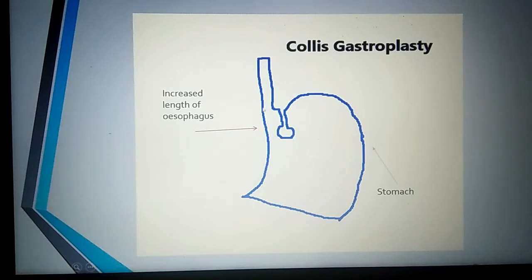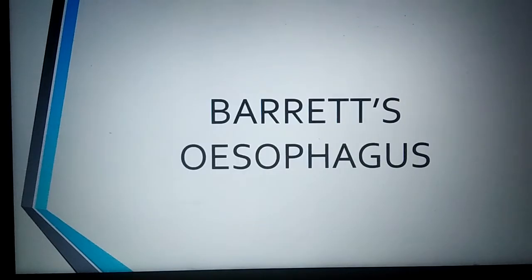An extra length is there, and over this length we can perform our partial fundoplication techniques, the Toupet partial fundoplication or the Dor partial fundoplication whenever required. So what is the take-home message? This Collis gastroplasty is required to increase the length of the esophagus if we need that.